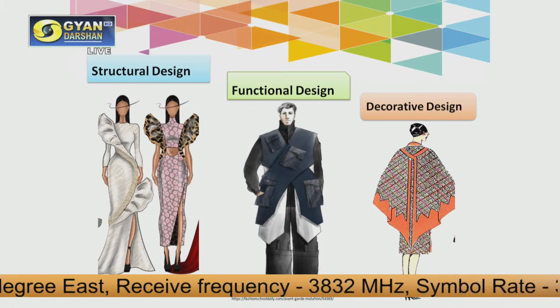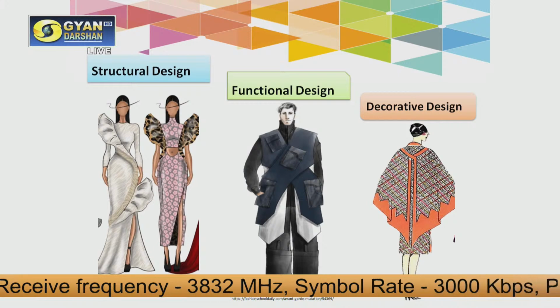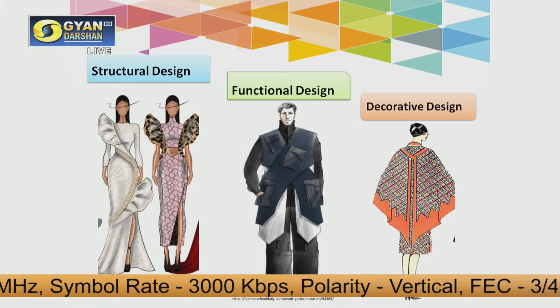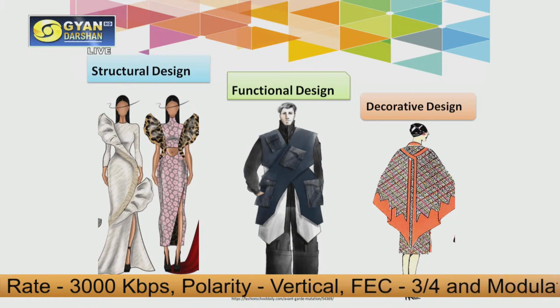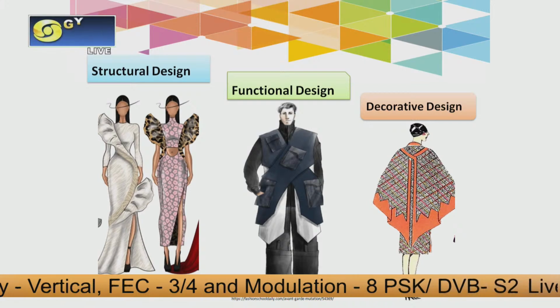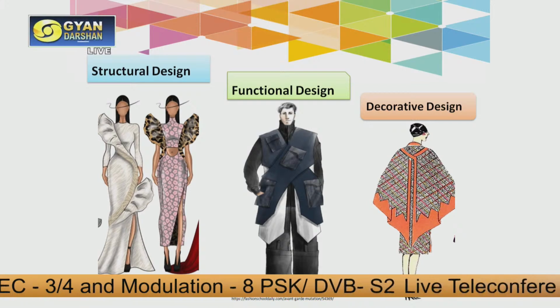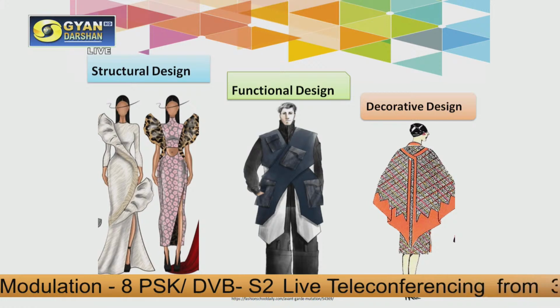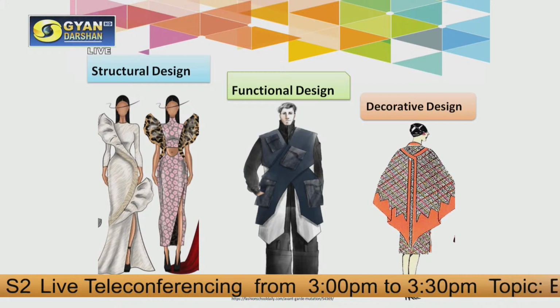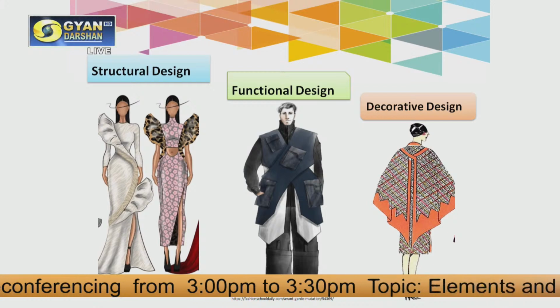Now the second category is functional design. These are designs which have some purpose or functionality in the garment, like a pocket. A pocket has a purpose: you can store your small things in it. So that is known as a functional design in the garment.